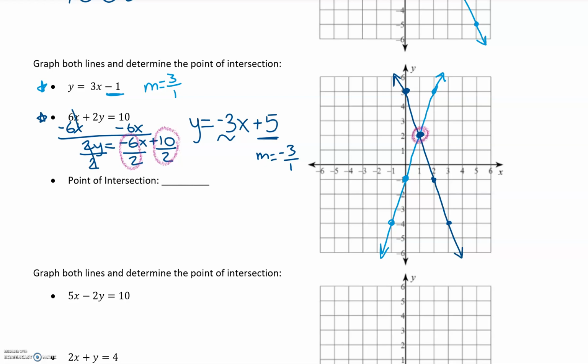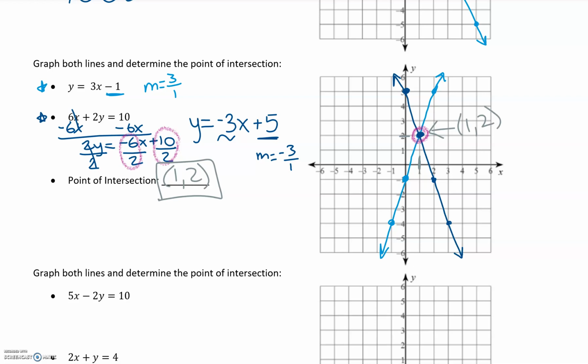It's right here, so we just have to identify what that ordered pair is. This ordered pair has an x of 1 and a y of 2. So the solution is (1, 2). Okay.